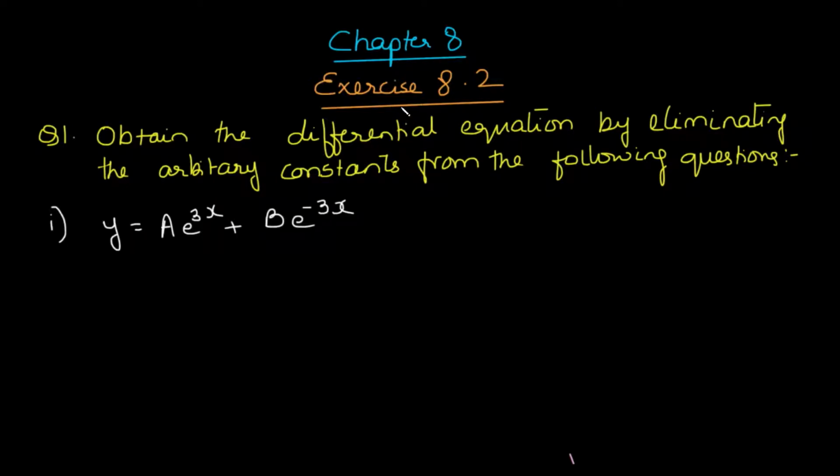Hello students, today we continue with exercise 8.2 of chapter 8. If you remember, we had done question number 2, 3, 4 and 5 of exercise 8.2. Now we are going to do question number 1. The question is, obtain the differential equation by eliminating the arbitrary constants from the following equations.